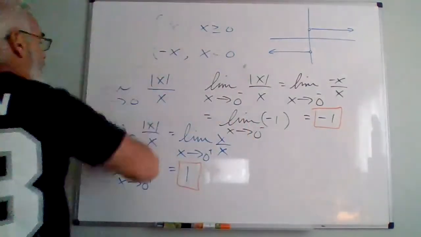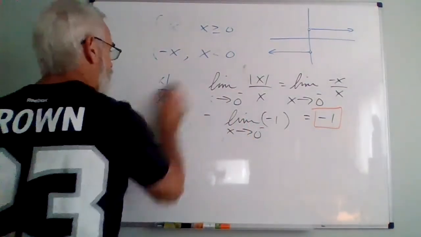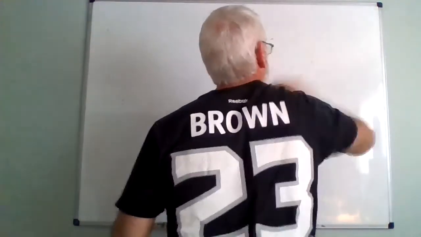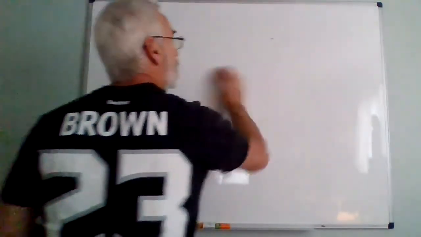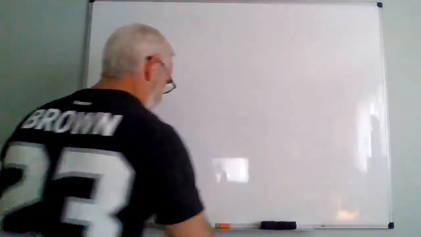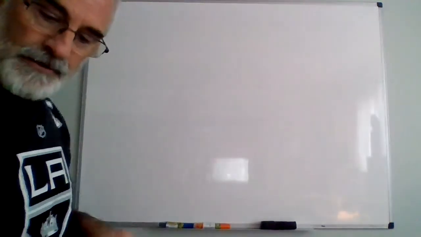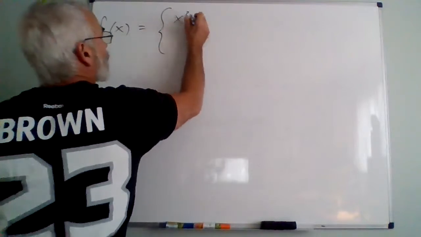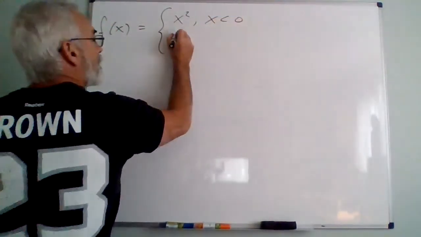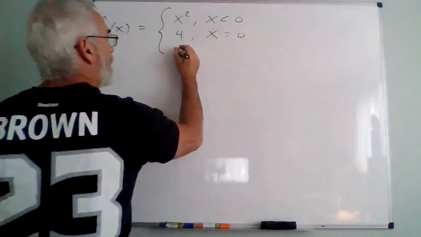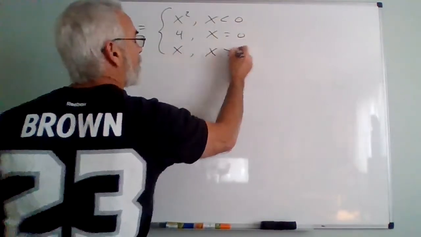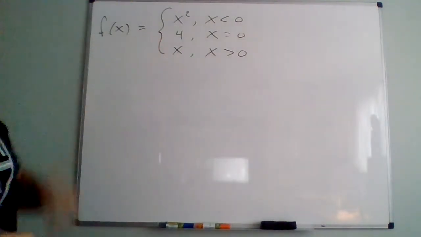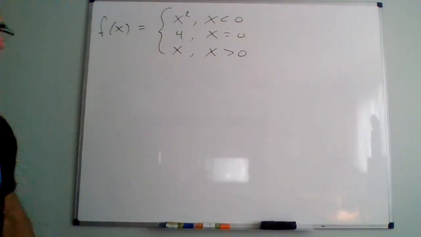Now let's look at a different type of piecewise function. Okay, let's consider f of x equals x squared when x is negative, the number 4 when x equals 0, and x when x is positive. So it looks like y equals x squared to the left of 0, looks like y equals x to the right of 0, and the number 4 when x is 0.